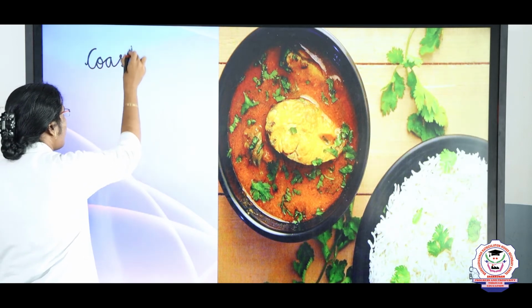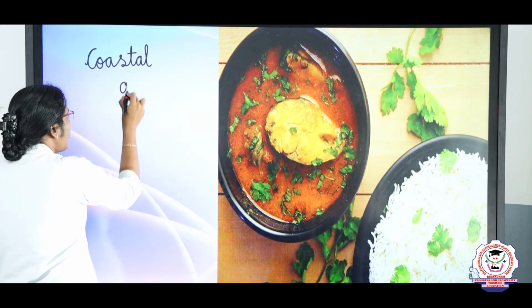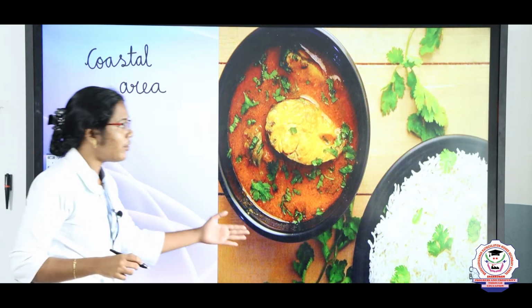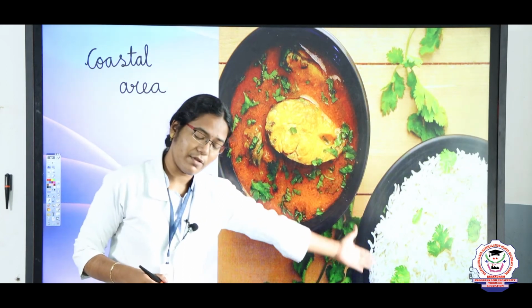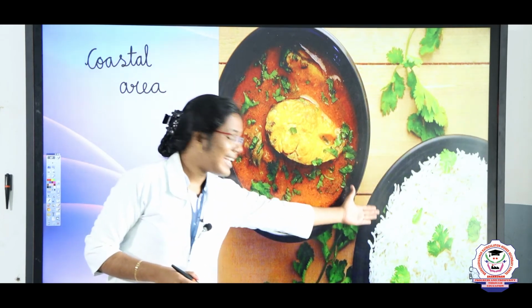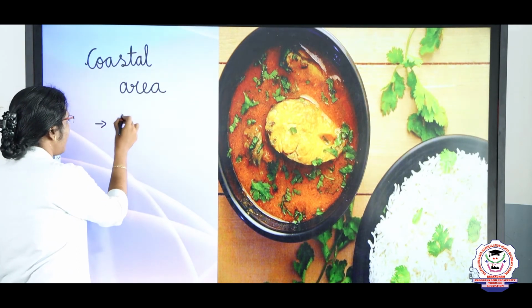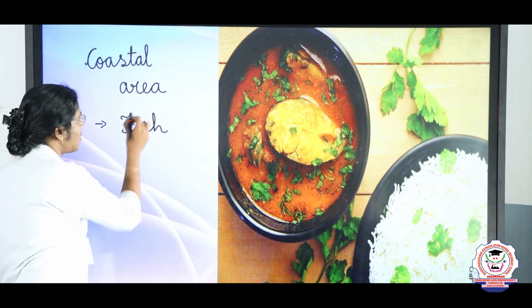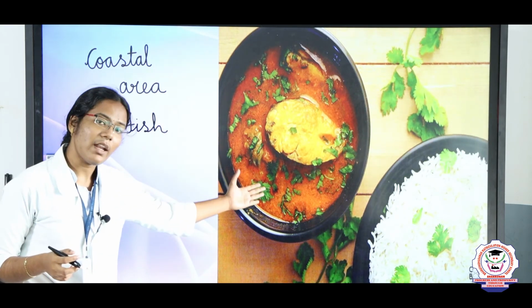Coastal, C-O-A-S-T-A-L, coastal. The people who live in coastal areas love to eat rice with fish curry. They love to eat their food with rice and fish curry. F-I-S-H, fish. The people who live in coastal areas love to eat rice along with their fish curry.